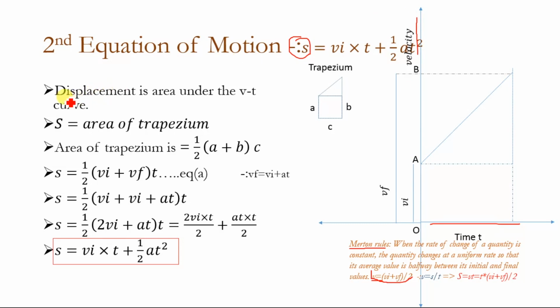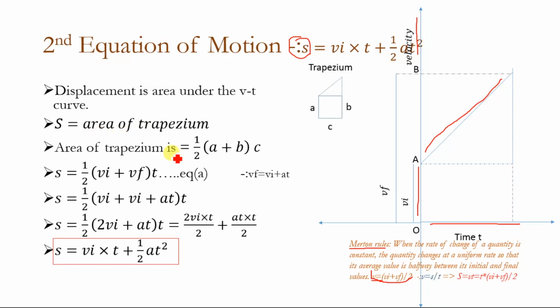And we know that displacement is equal to the area under the Vt curve. Here the velocity time curve is this and this. Area under this curve is equal to the displacement. Now we have a geometrical shape, and this geometry is known as a trapezium. So the distance covered will be equal to S is equal to the area of the trapezium.